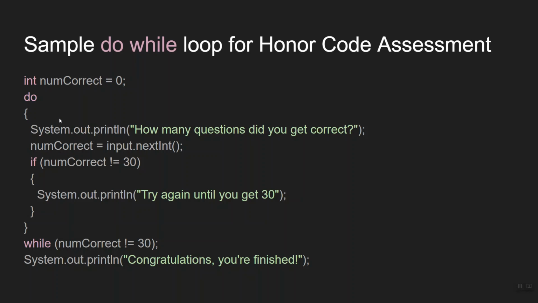at that time. So we prompt them how many questions they got correct. We record their answer. We check if it's 30 or not. If it's not 30, we tell them to do it again. And then it's, of course, going to evaluate as false again here. So then it loops back up, asks them how many they got correct, and gives them a chance to change it again. So make sure you understand how this is working. If you have questions, we can talk about it next time I'm in class.